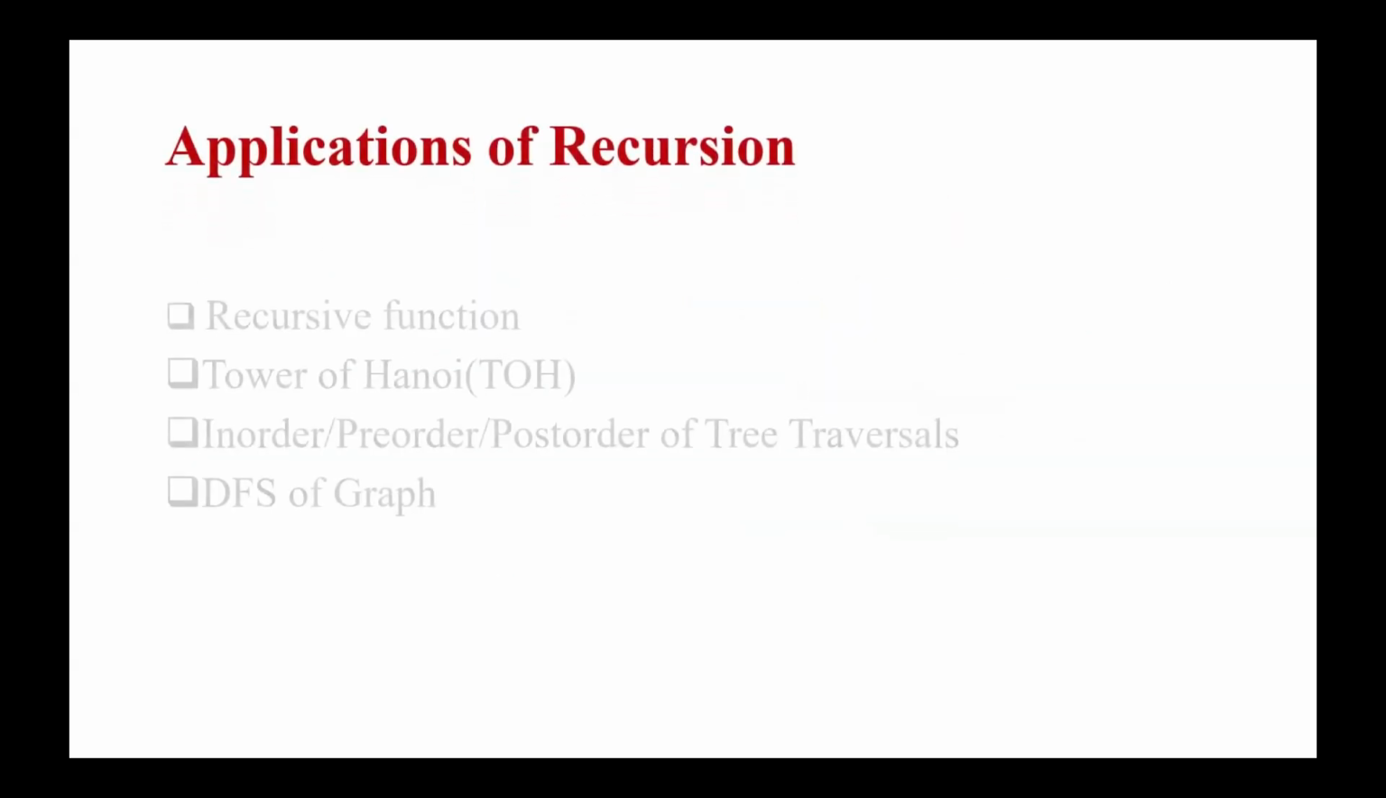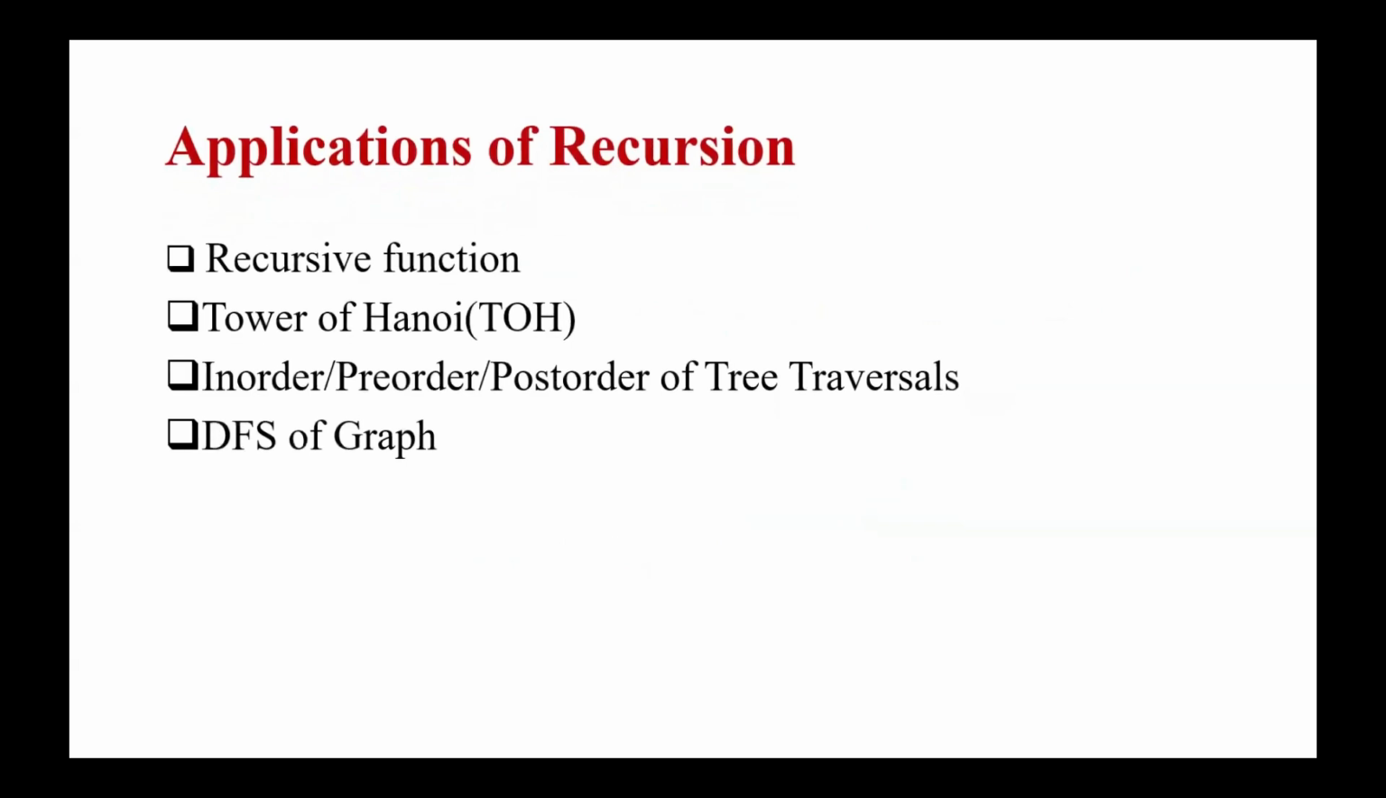So what are the applications of recursion? Recursive functions, tower of Hanoi, in-order, pre-order or post-order tree traversal. The upcoming video will cover trees. Tree is another category of data structure where the traversing of the tree can be done in three ways, that is in-order, pre-order or post-order. In all these applications we are using recursion, as well as in depth first search. DFS means depth first search of a graph. A graph can also be traversed by breadth first.